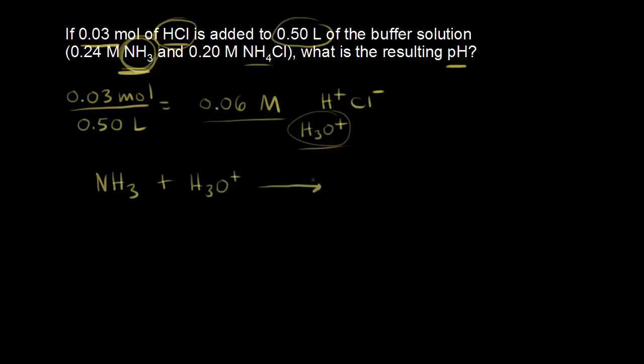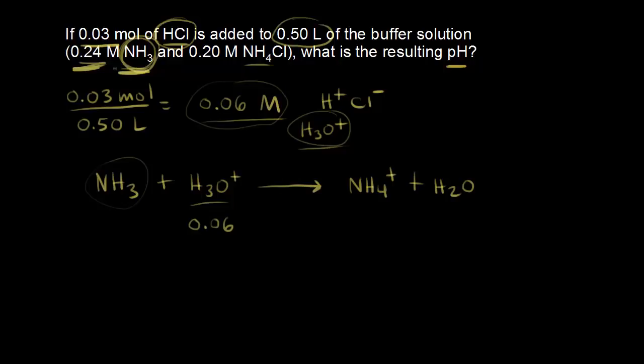Alright, so this reaction goes to completion, and if ammonia picks up a proton, it turns into ammonium, NH4+. And if H3O+ donates a proton, we're left with H2O. So we write H2O over here. All right, for our concentrations, we're going to have 0.06 molar for our concentration of hydronium ions. And the concentration of ammonia is 0.24 to start out with. And for ammonium, it's 0.20. So we write 0.20 here.